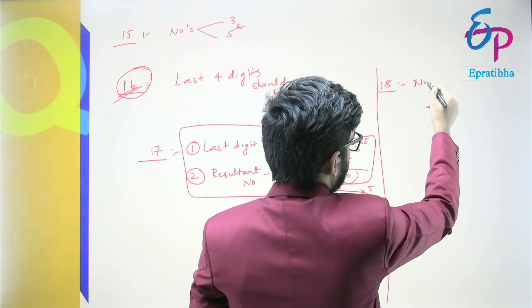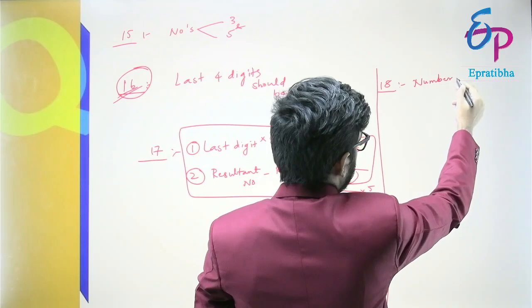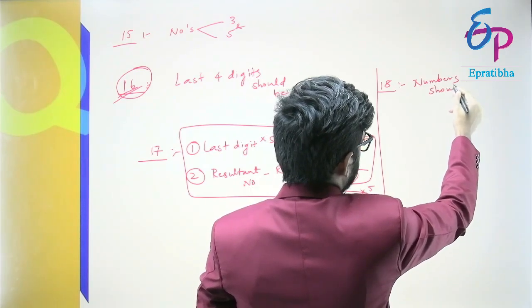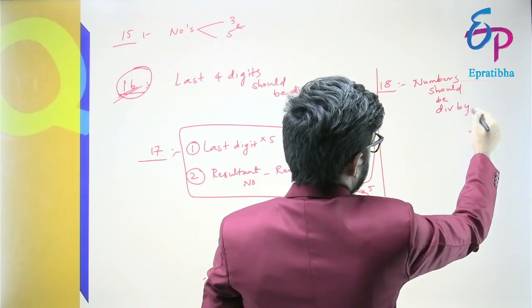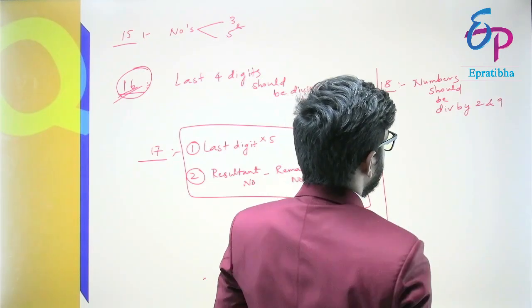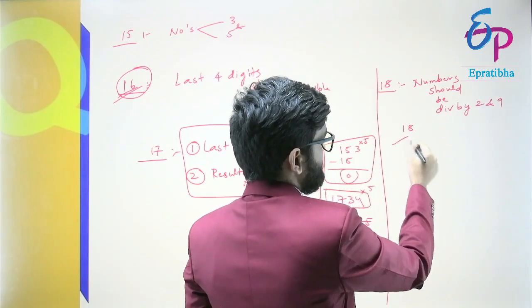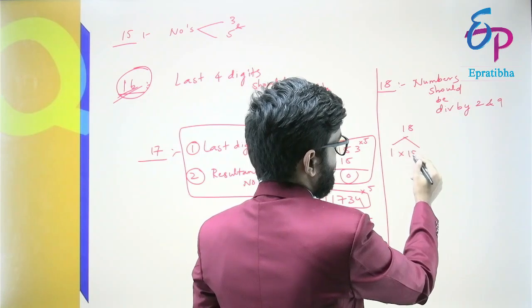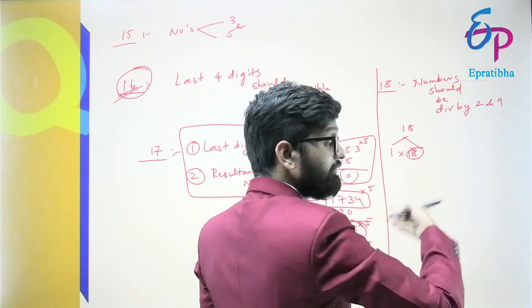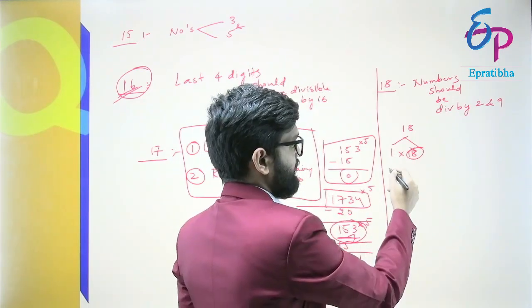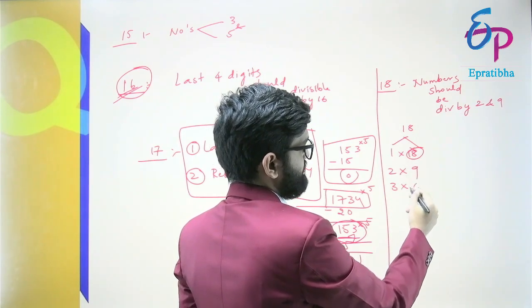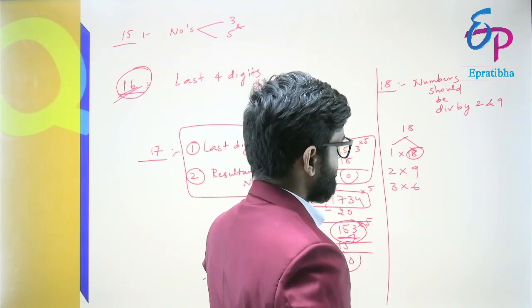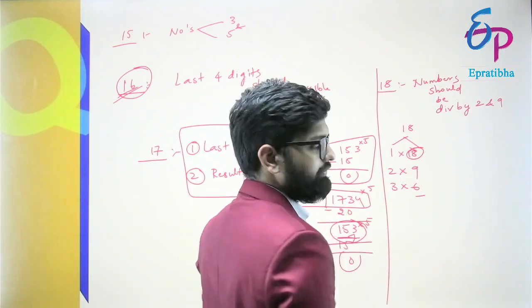The number should be divisible by both 2 and 9. So let's write 18 in some forms. 1 into 18, I told you 18 you have not to take. Anyway, we have to take further numbers, right? So you can write this one as 2 into 9. You can write this as 3 into 6.